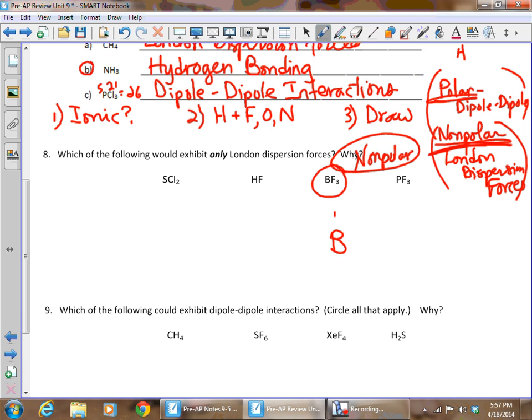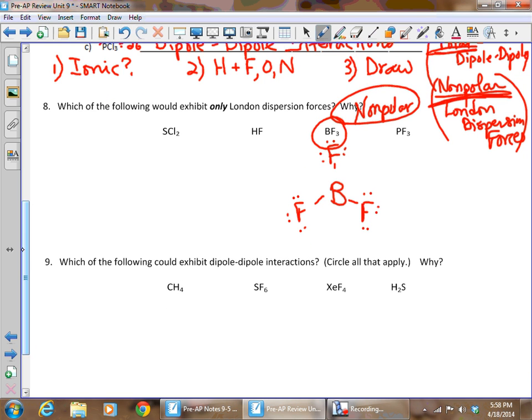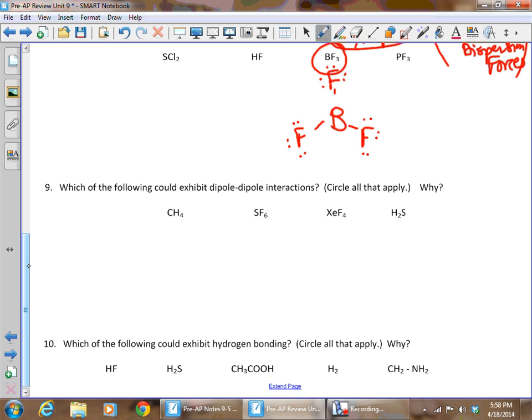If you draw it, we end up with a structure that's trigonal planar. Boron does not have a full octet, but it doesn't want a full octet. It's from group 3A, and it's trying to give electrons away in the first place. So the rest of them are going to be polar. They're going to have lone pairs, or they're going to have different electronegativities. So that's the one that's going to be the nonpolar one. Now, the ones that are dipole-dipole are going to be the polar ones.